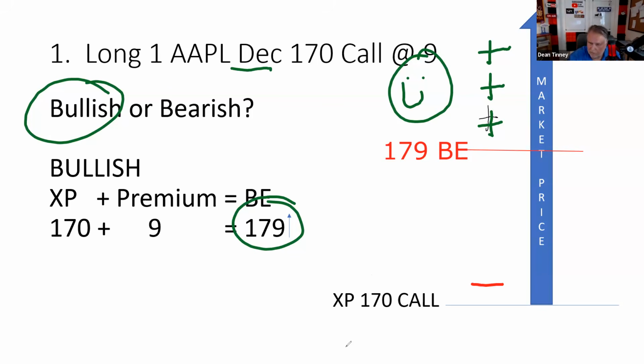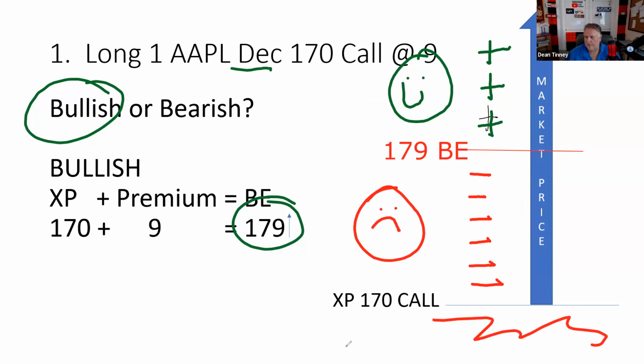So in between here, you lose money, but not your entire premium, because the contract still has some intrinsic value. So here you're a loser. Below here, you lose everything, right? No intrinsic value. All right, so that's a long call. So we did a long call. So what do you think I'm going to show you next?